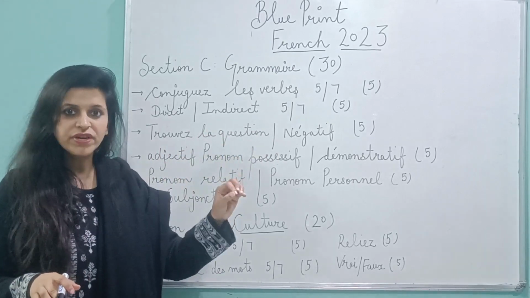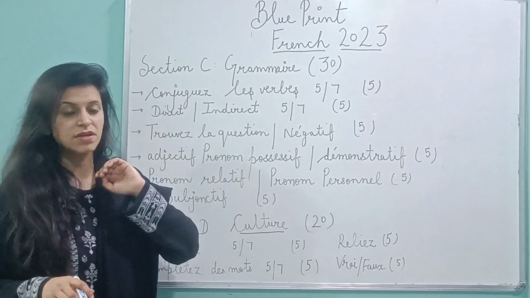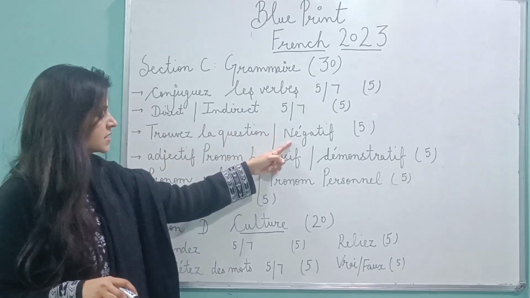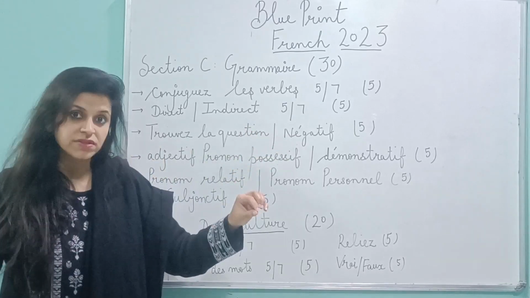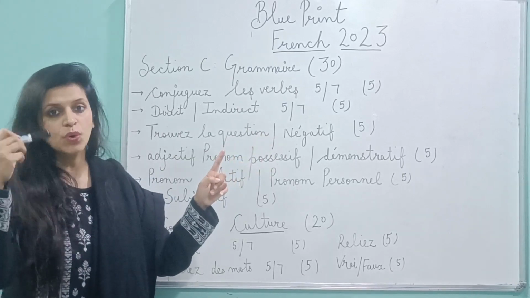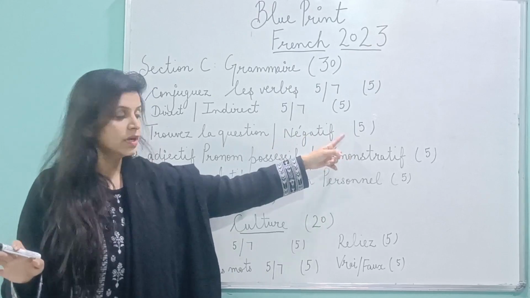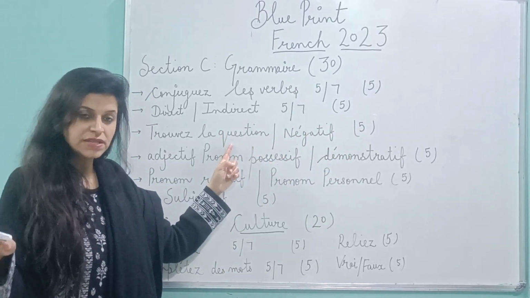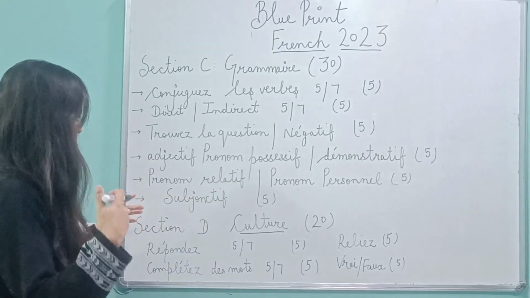You can see all my videos. There are ample amount of exercises that I have given of all the topics. Okay? So you have a choice whenever they are going to give you the choice between 2 topics. In that case, they will not give you choice in the sentences. That means you have to attempt all 5. If you do trouver la question, all 5 parts. If you do negative, all 5 parts. There are no choices, okay, in between the parts.